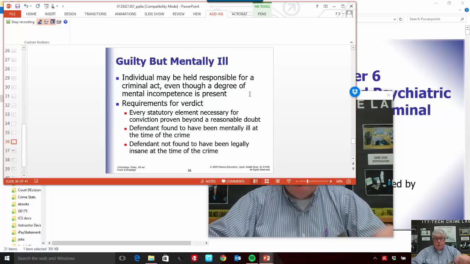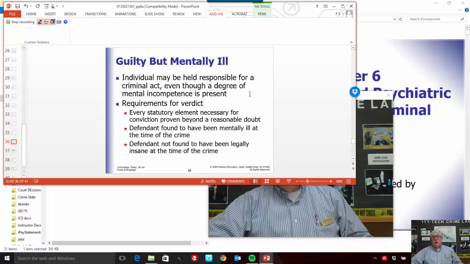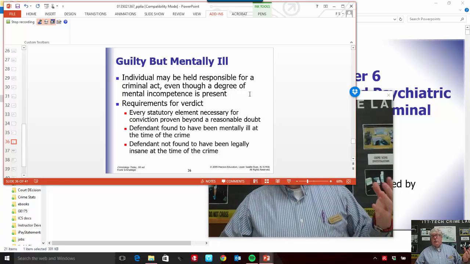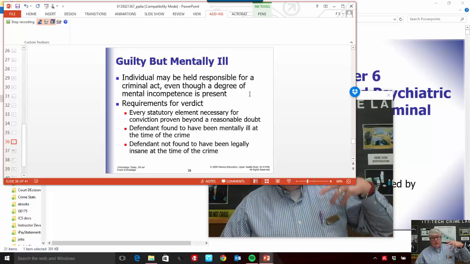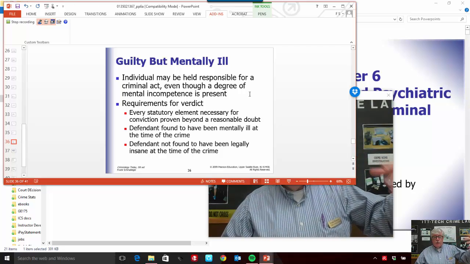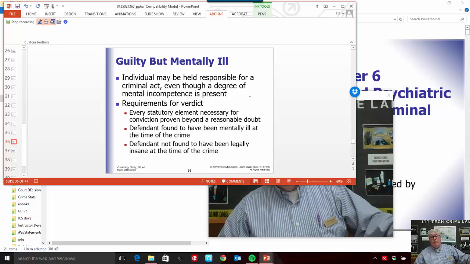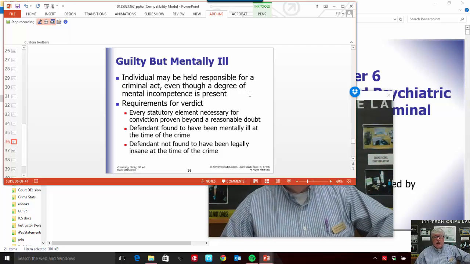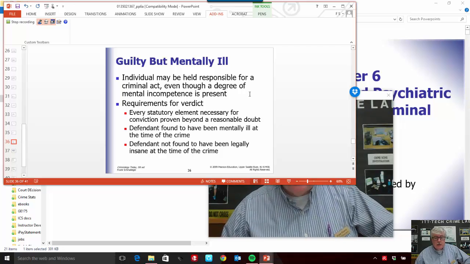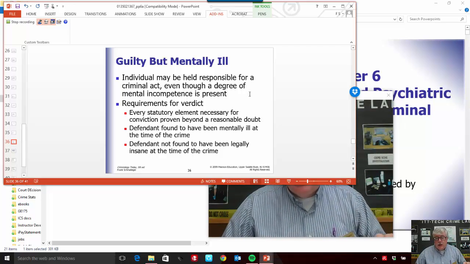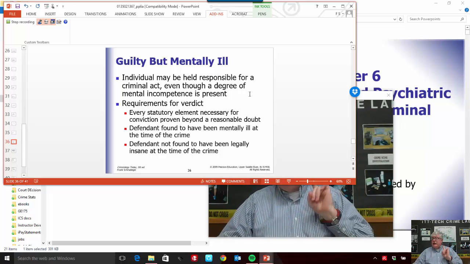Guilty but mentally ill is fairly simple. When we look at the requirements for the crime, what are the elements of the crime? They committed every element of the crime. Everything is there and proven beyond a reasonable doubt. But maybe they still had a mental illness at the time of the crime, but they're not legally insane.